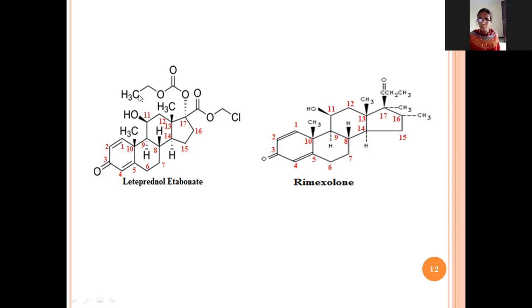See, two carbon atoms means ethyl. Here one of the oxygen is there, so ethoxy, and this is the carbonyl, and this is the oxy, and here chloro methyl structure is there. This is the phenanthrene. In third position oxygen, in 10th and the 13th position methyl structures are there, and this is the cyclopentane. In 11th position hydroxyl group, in 17th position ethoxy, carbonyl, oxy is there, and this is the chloromethyl is present.